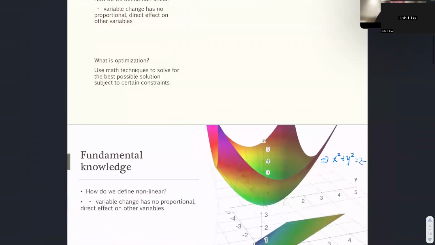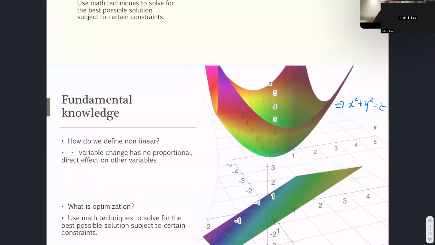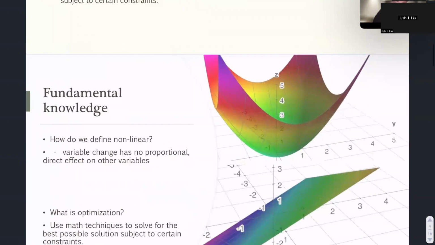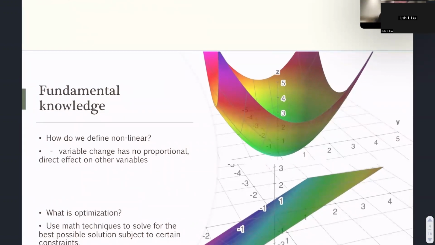Optimization is basically using math techniques to solve for the best possible solution, probably subject to certain constraints. Let's take the first graph as an example. Optimization is basically finding maximum values and minimum values. For example, if we want to find the minimum value for the first graph right here, which is exactly what we can see here.